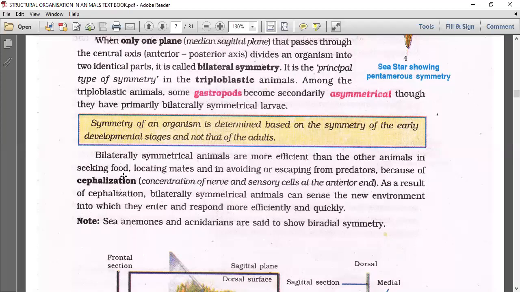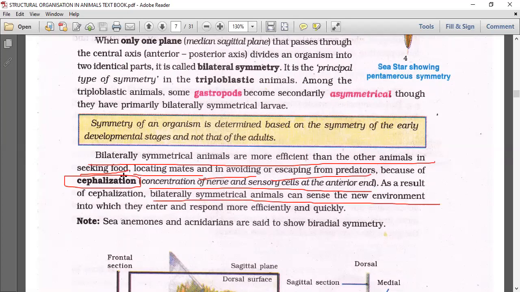Bilaterally symmetrical animals are more efficient than the other animals in seeking food, locating mates, and avoiding or escaping from predators. For what? Because of cephalization. What is cephalization? Formation of the head and concentration of nerve and sensory cells in the anterior end, the moving end. As a result of cephalization, bilaterally symmetrical animals can sense the new environment into which they enter and respond more efficiently and quickly. That's what we have covered till now.